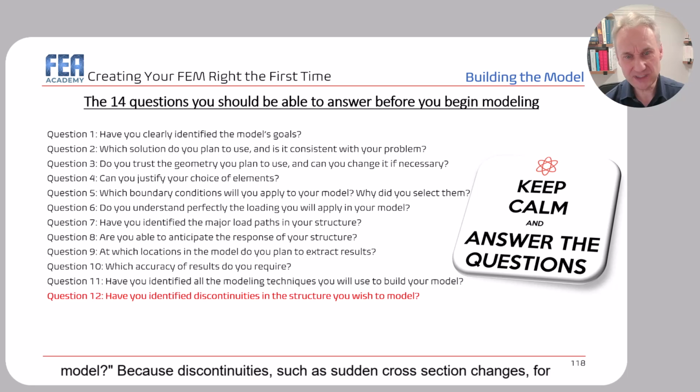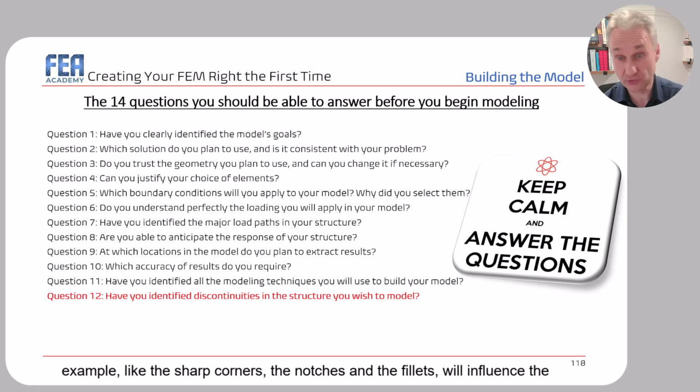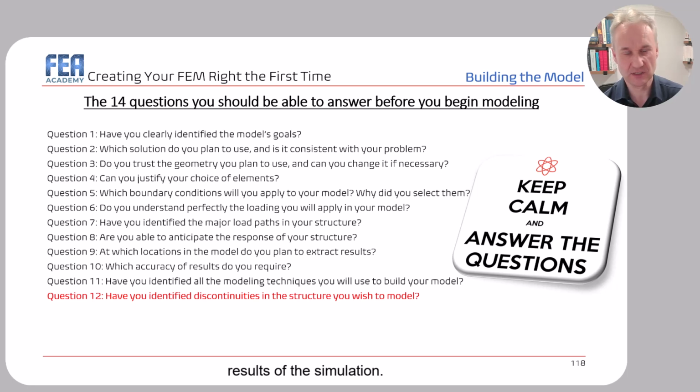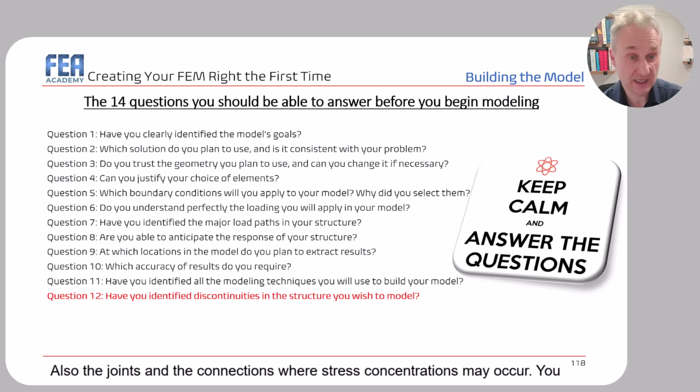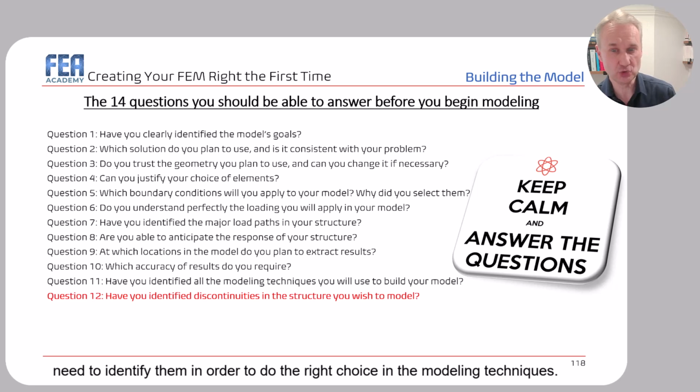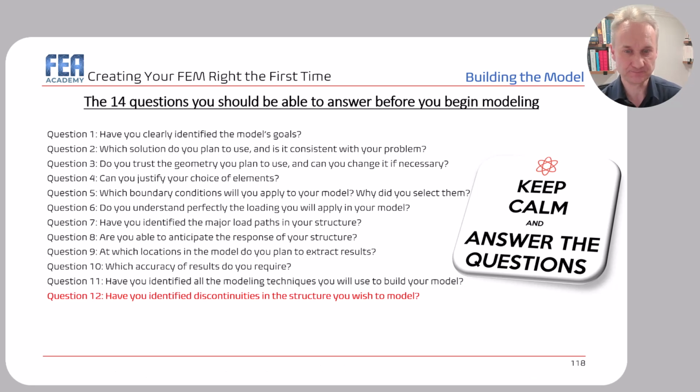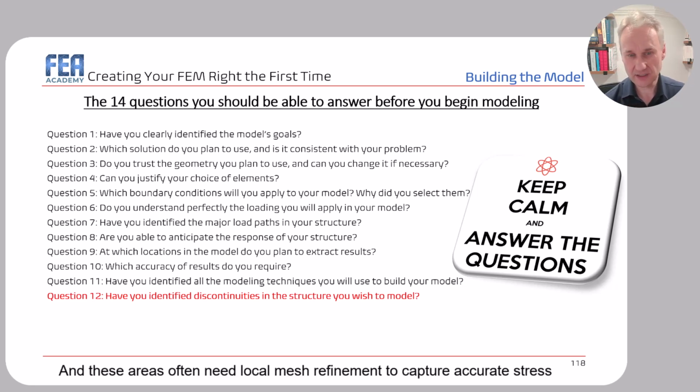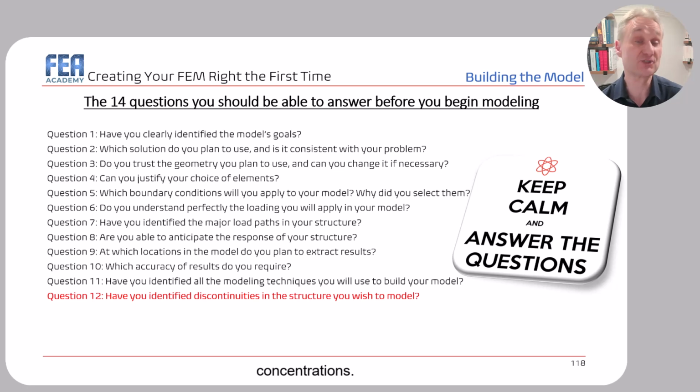Because discontinuities such as sudden cross-section changes, for example, like the sharp corners, the notches, the fillets, will influence the results of the simulations. Also, the joints and the connections where stress concentrations may occur. You need to identify them, okay, in order to make the right choice in the modeling technique. And these areas often need local mesh refinement to capture accurate stress concentrations or stress distributions.